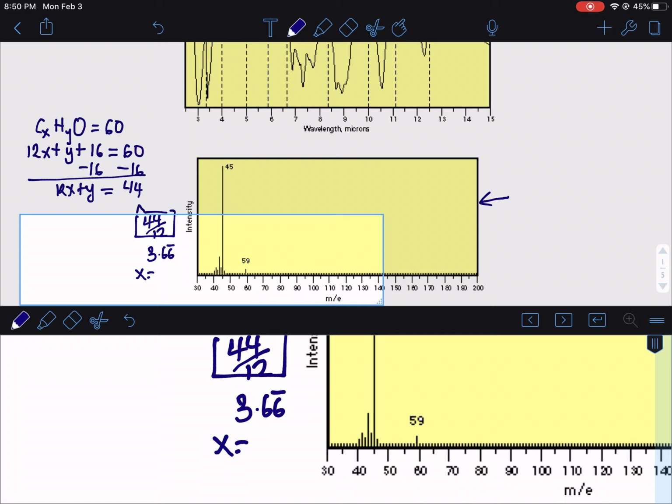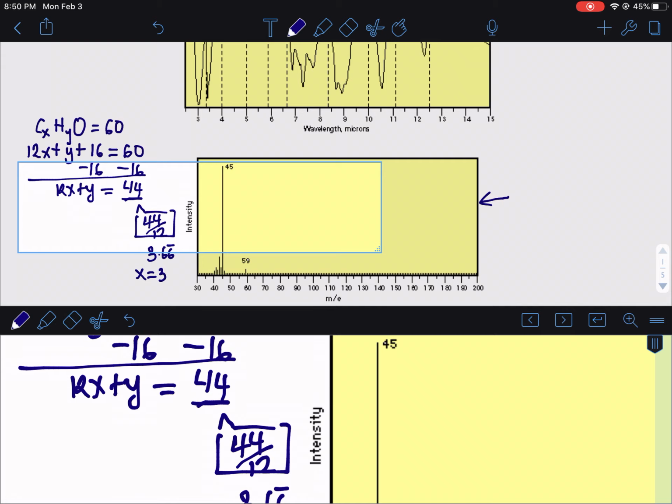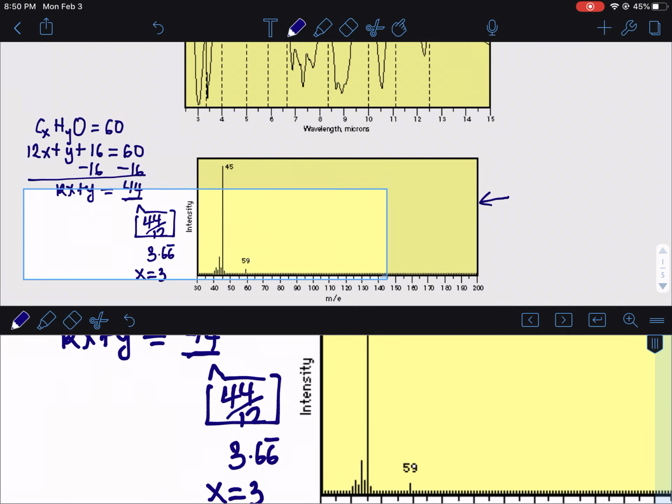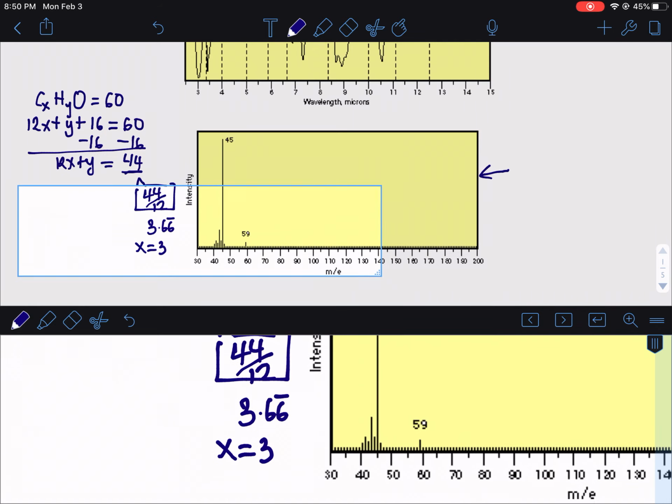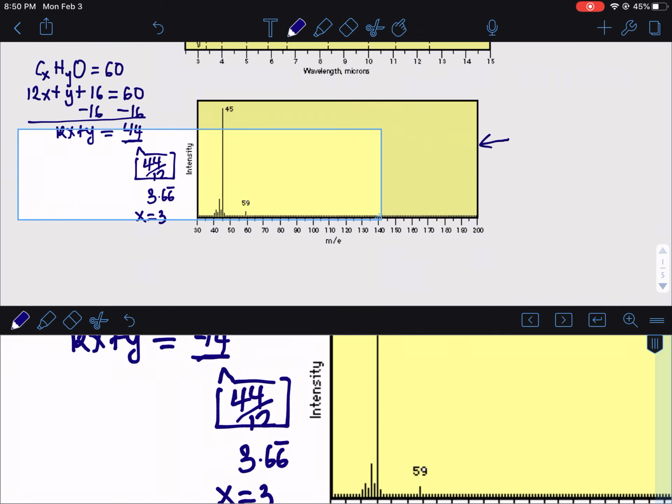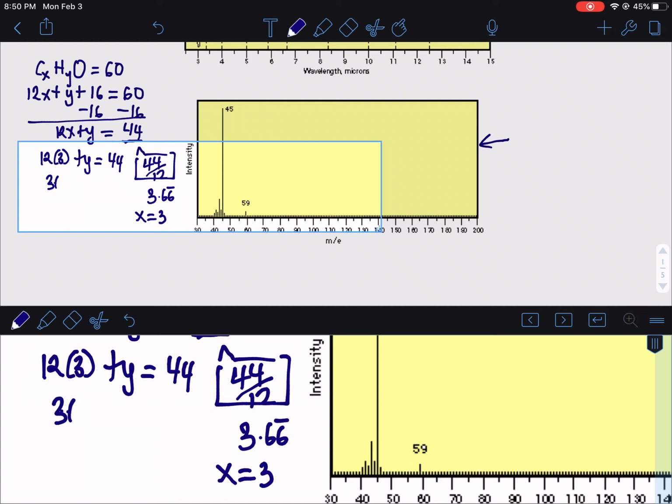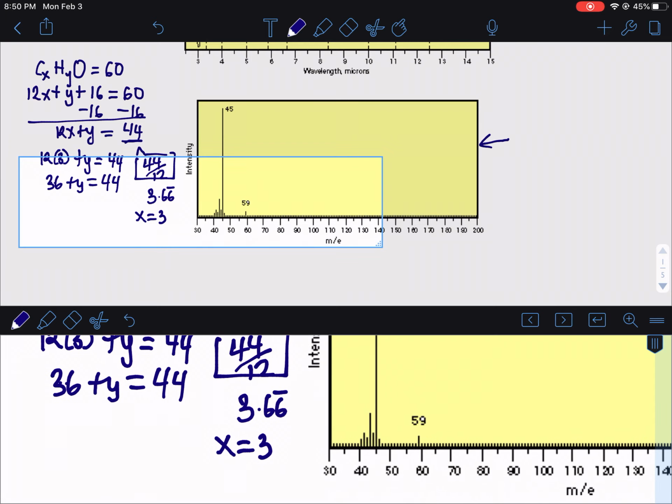So we say x equals 3, and the reason for that is if you were to round up and say x equals 4, 12 times 4 would be 48, and that would be too many for the remaining molecular weight you have to split between carbon and hydrogen. So x equals 3. Let's insert that back in the equation: 12 times 3 plus y equals 44. 12 times 3 is 36. When you subtract 36 from both sides, you get y equals 8.